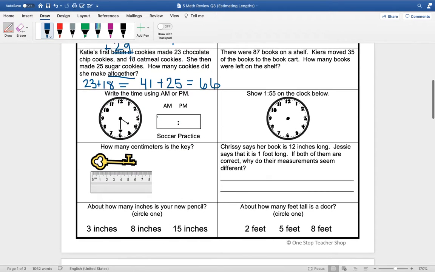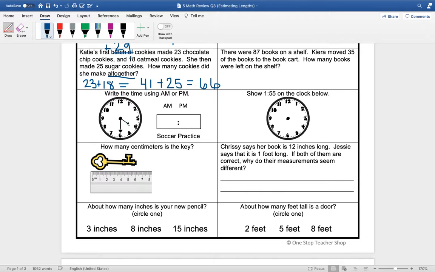All right, looking at our time. Time you will spend more time on in 3rd grade. You're going to start figuring out the difference in times. Like if you started soccer practice at 3:30 and you left at 3:45, how long were you at soccer practice? So make sure that you're able to read your times, because you will need this again next year.